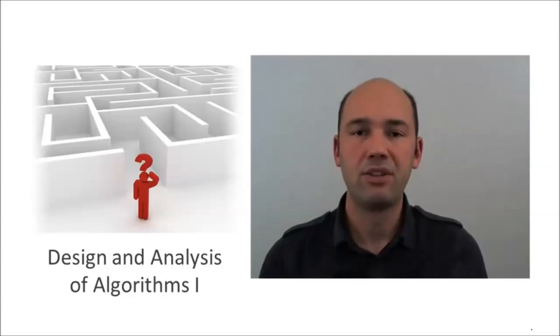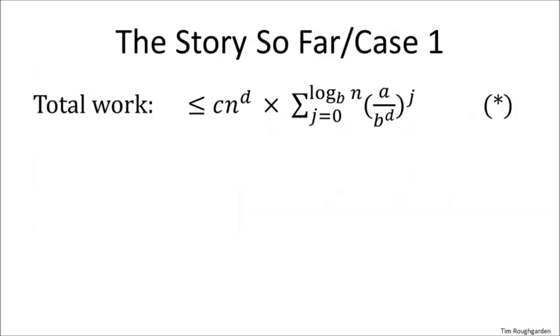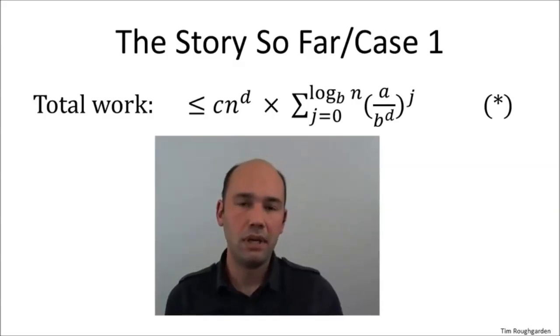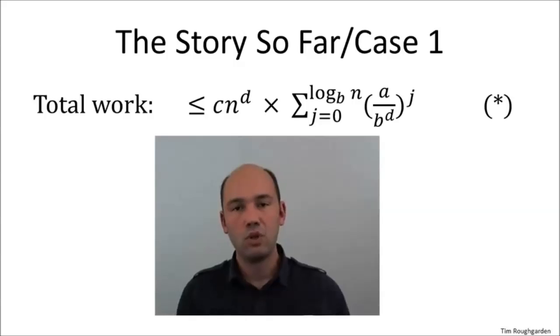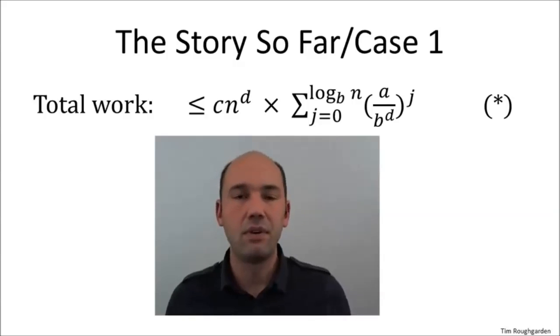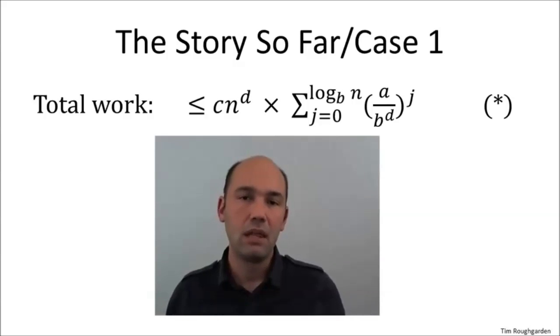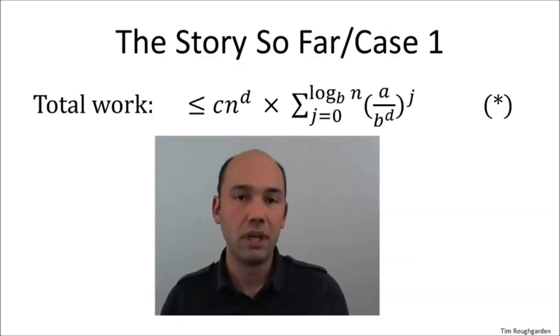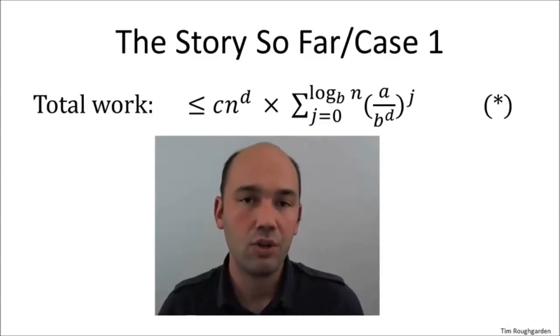Let's complete the proof of the master method. Let me remind you about the story so far. The first thing we did is we analyzed the work done by a recursive algorithm using a recursion tree. So we zoomed in at a given level j, we identified the total amount of work done at level j, and then we summed up over all of the levels, resulting in this rather intimidating expression star.